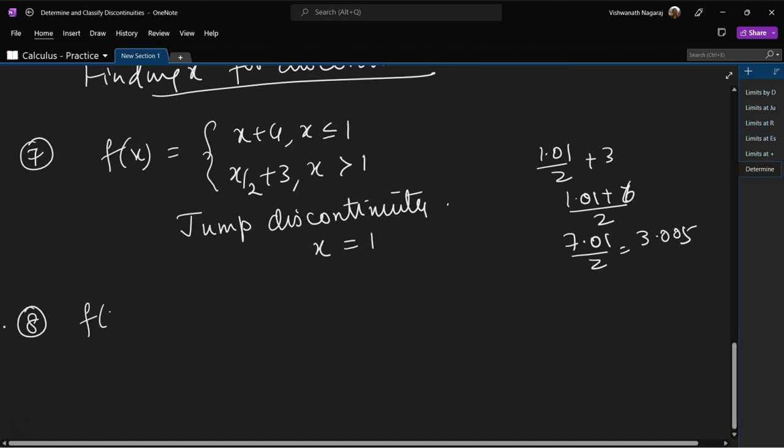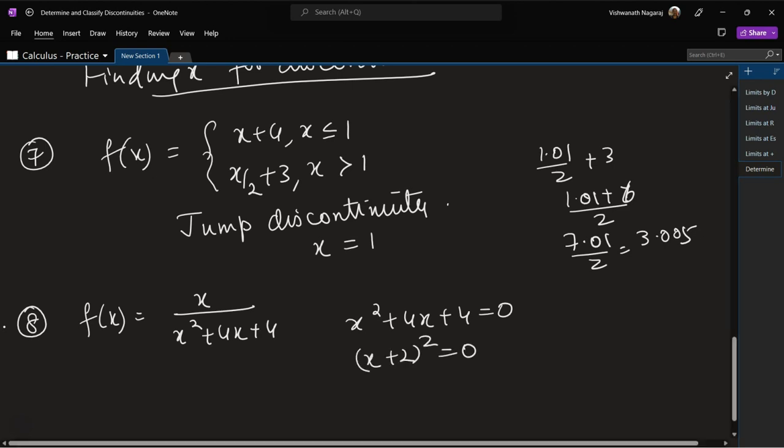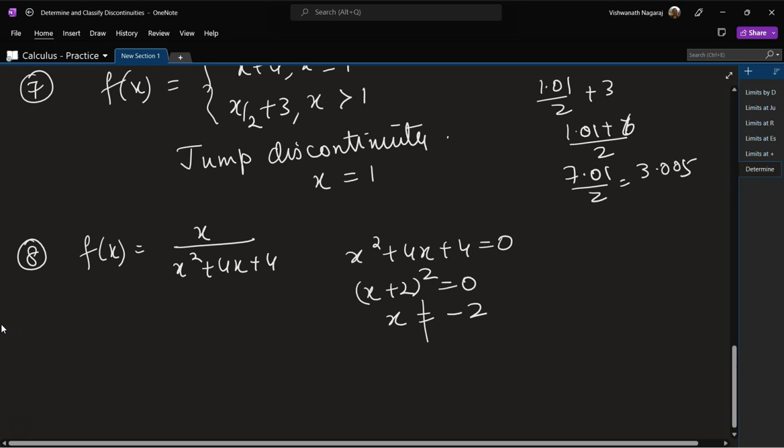Okay, eighth one, f of x is equal to x by x square plus 4x plus 4. Now denominator can't be 0, so x square plus 4x plus 4 equal to 0 means x plus 2 whole square equal to 0, which means x equal to minus 2. So it should not be equal to minus 2. So which means it is an essential discontinuity at x equal to minus 2.